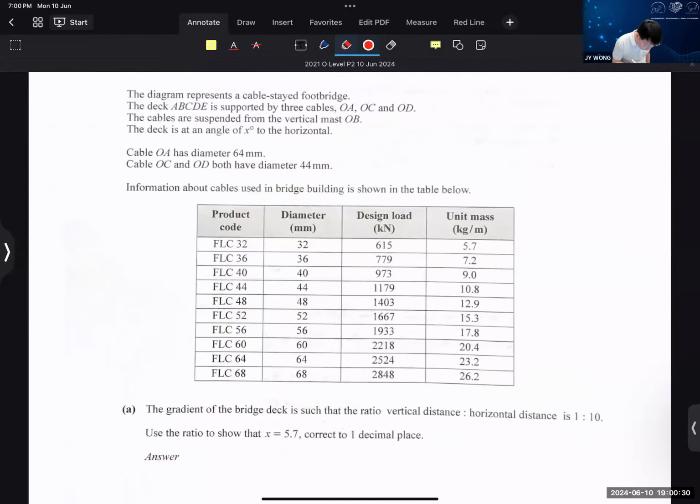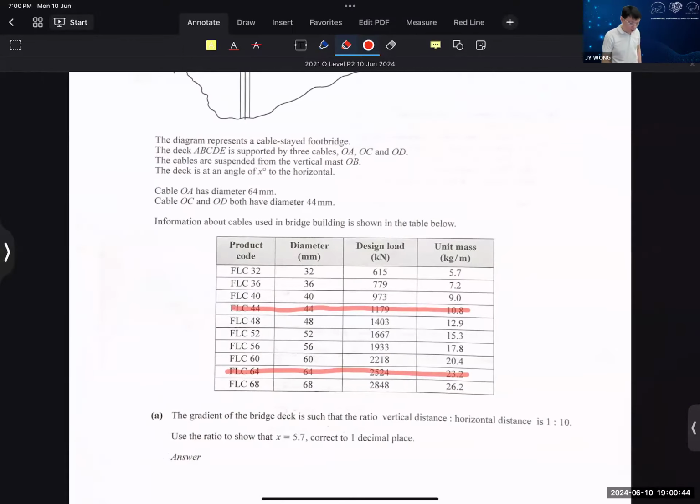So you identify what they need first, right? So you have your 44 mm cables, and you have your 64 mm cables. Only OA is 64 mm, the other 2 cables are 44 mm. But you should know that these are the 2 values that you need to look at.